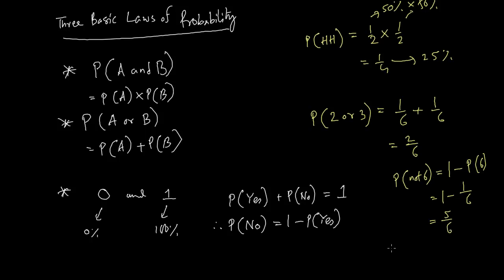We can do the same thing by using the OR rule or addition rule of probability. If I say that we are not going to get a 6 in one throw, then we can either get a 1, or a 2, or a 3, or a 4, or a 5. So we have these possible outcomes. So we have 5 outcomes out of 6. So these are the basic laws of probability.